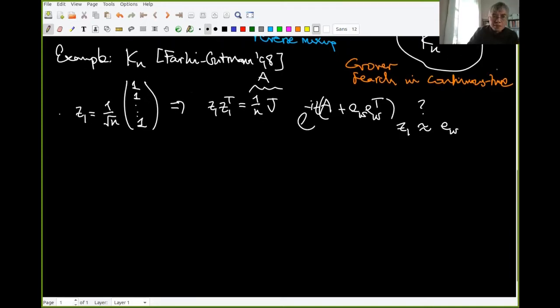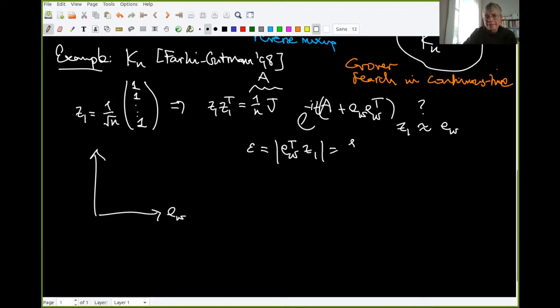Okay, so the analysis is simpler if we find the right basis here. Let's say this is the unit vector for W, and I should define this quantity first. Let's take the projection of Z1 on this unit vector, and this is clearly 1 over root n. So the shadow of Z1 on this unit vector is very small. Let me draw Z1 here. Let's say the projection is here, and let's call this epsilon.